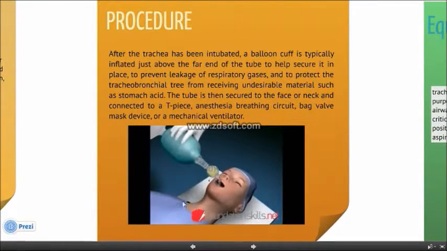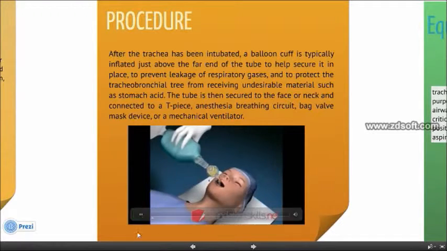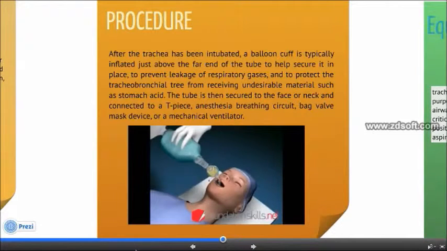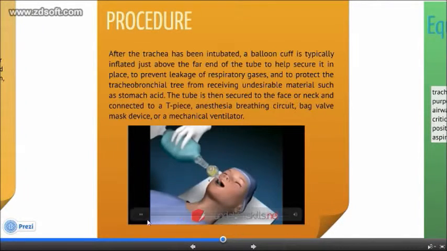Procedure. Lift the laryngoscope upwards and away from you at 45 degrees, just above the tongue and epiglottis, to display the vocal cords and the laryngeal opening. With the right hand, insert the endotracheal tube to the right-hand side of the mouth, directly between the cords, and into the trachea until the cuff passes through the cords. After the trachea has been intubated, a balloon cuff at the far end of the tube is typically inflated to help secure it in place, to prevent leakage of respiratory gases and to protect the tracheobronchial tree from receiving undesirable material such as stomach acid. The markings on the tube at the incisors will show between 21 and 24 centimeters in the average sized adult when the tube is in position.